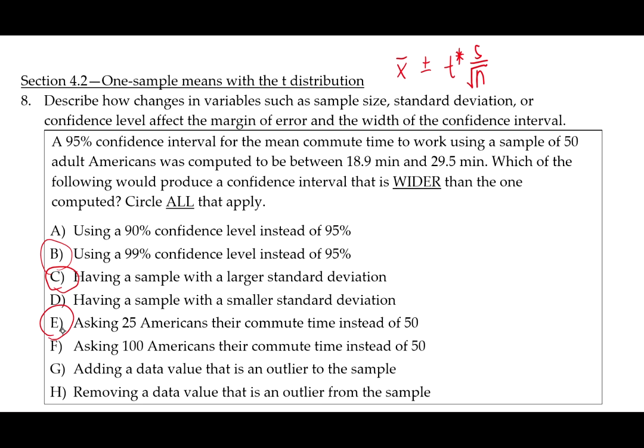And finally, answers G and H talk about having an outlier. An outlier in the sample affects the value for S, the standard deviation of the sample. If you have an unusual value, it will be far away from the mean, which will give the value of S a larger number. And so if we add a data value that is an outlier to the sample, S will be bigger, which makes the margin of error bigger, which makes the interval wider. Removing an outlier from the sample would make S smaller and the interval narrower.